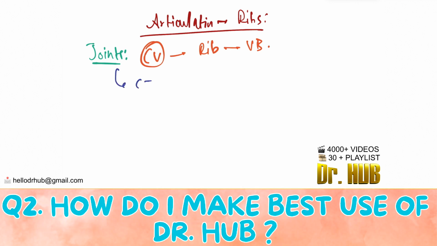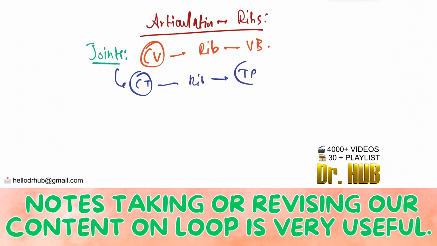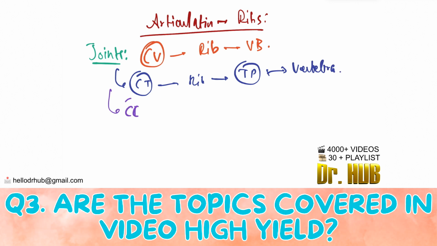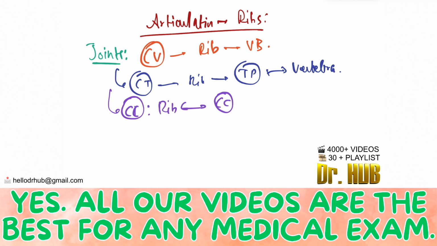Next we look at the CT. CT is the costotransverse, which is from the rib to the transverse process of the vertebra. Then we look at the CC. CC is nothing but the costochondral, which is the rib to the costal cartilage.